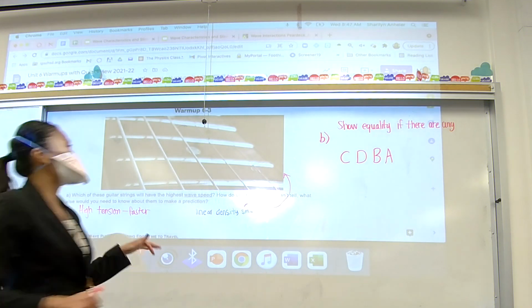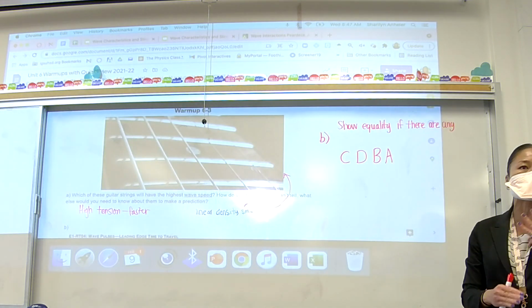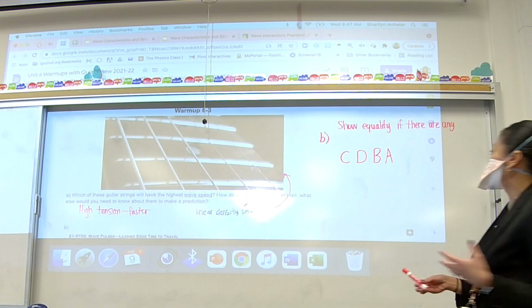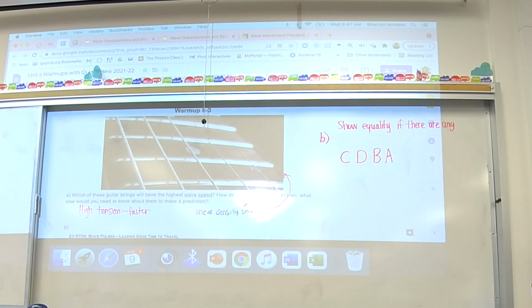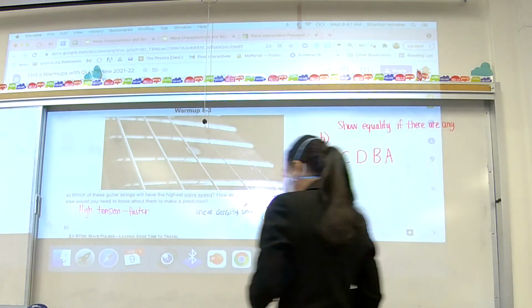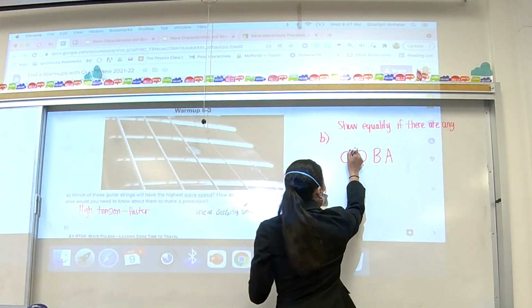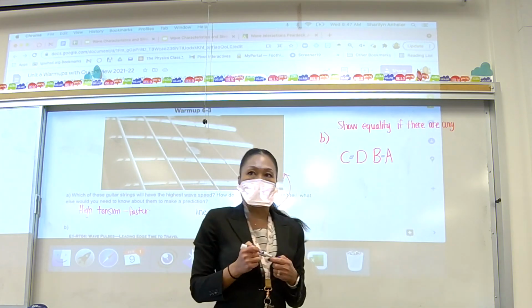Okay, let's go on to this part. This part we haven't actually talked about besides the three things from our Slinky Lab. We haven't talked about how amplitude and wavelength affect the wave speed. This group came up with C, D, B, and A, and they actually have it pretty close. The only thing I want to add in here is some equality values. So C and D are equal. B and A are equal.